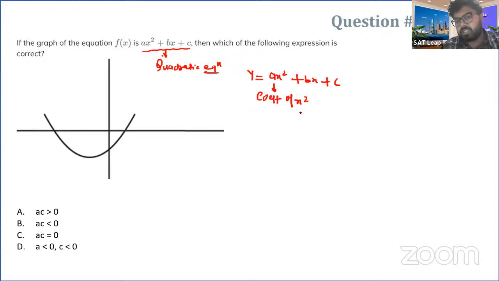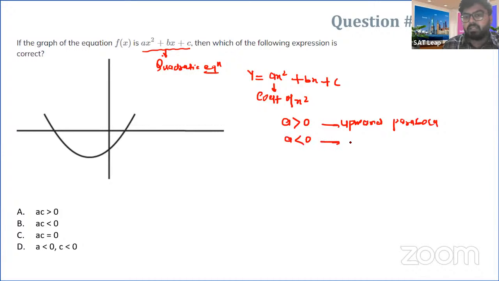And depending upon the coefficient of x square, you can say whether the curve that you get from the quadratic equation is an upward parabola or a downward parabola. One thing you have to know is that if A is positive, then the curve is an upward parabola. And if A is less than 0, which means A is negative, then the curve is a downward parabola. Those who know about it, great. Those who do not know about it, make a note.